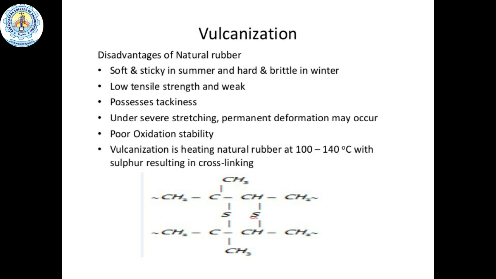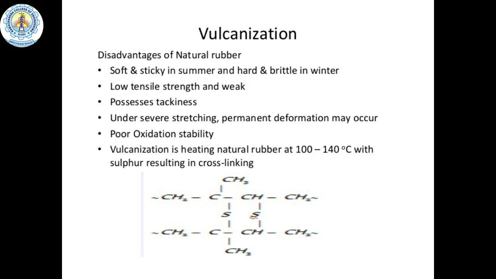Coming to the drawbacks or disadvantages of natural rubber. Natural rubber is soft and it becomes very sticky in summer, and it becomes hard and brittle in winter. Natural rubber has a low tensile strength, it is very weak and it has a lot of tackiness. Under severe stretching, permanent deformation may occur, and it shows poor oxidation stability. To overcome these disadvantages of natural rubber, the vulcanization process is used.